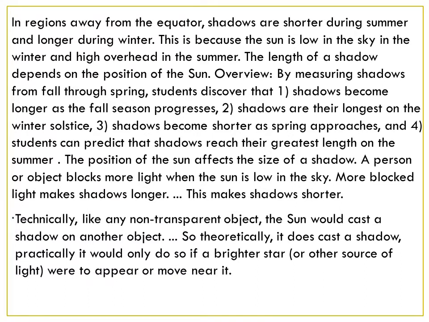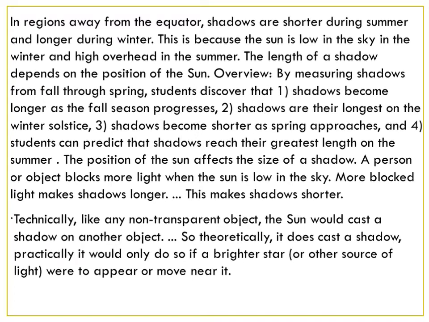Technically, like any non-transparent object, the sun would cast a shadow on another object. So theoretically, it does cast a shadow. Practically, it would only do so if a brighter star or other source of light were to appear or move near it.